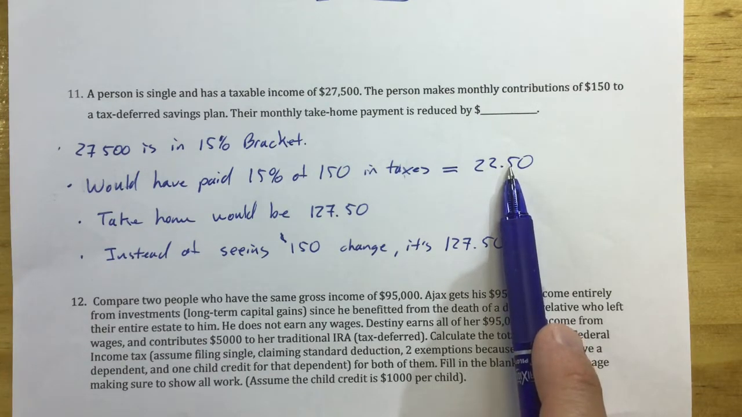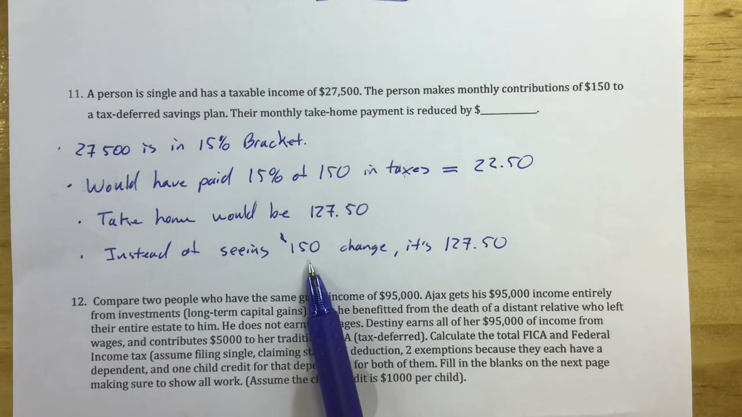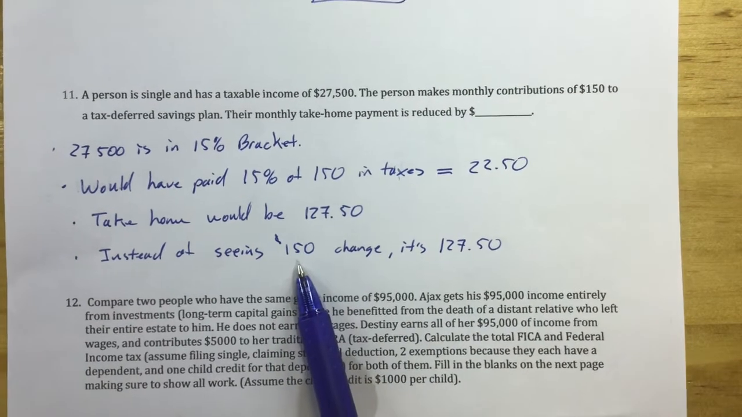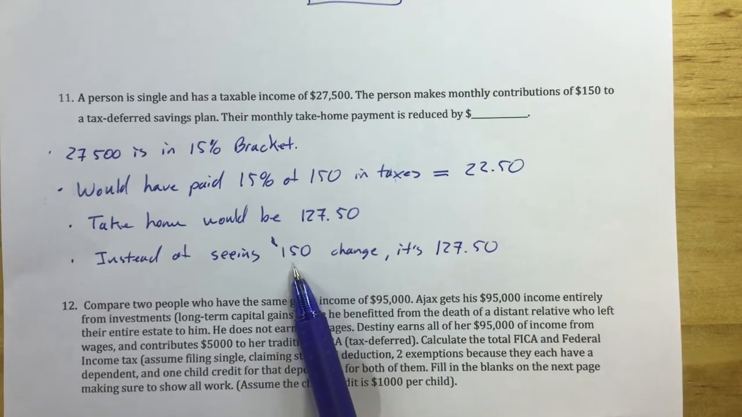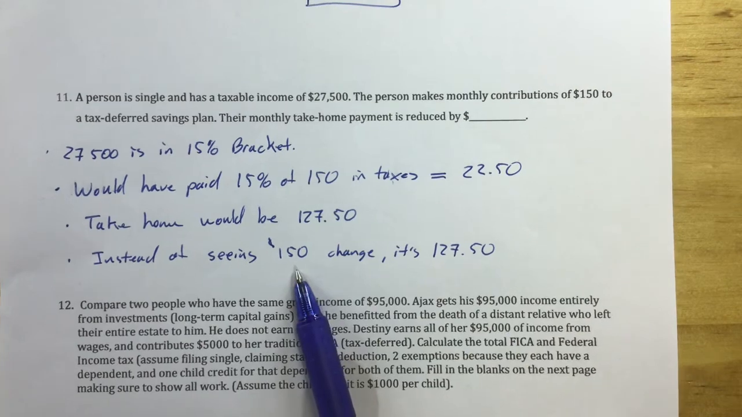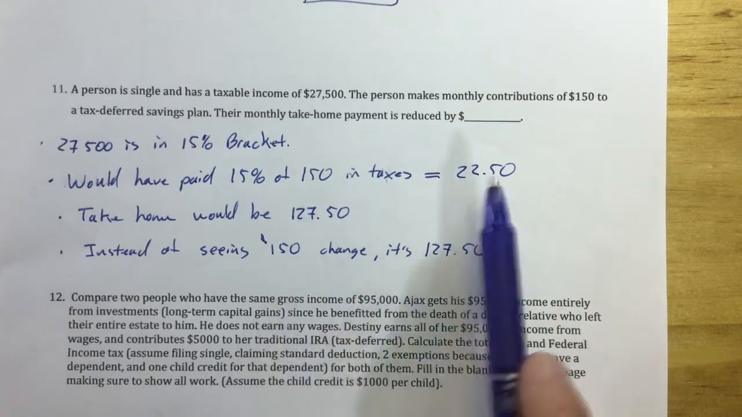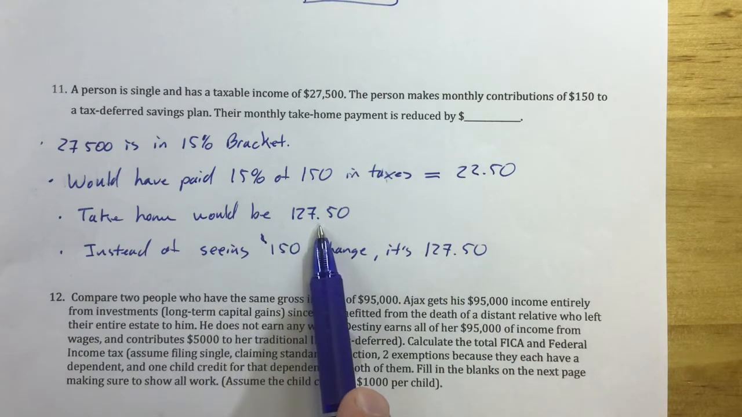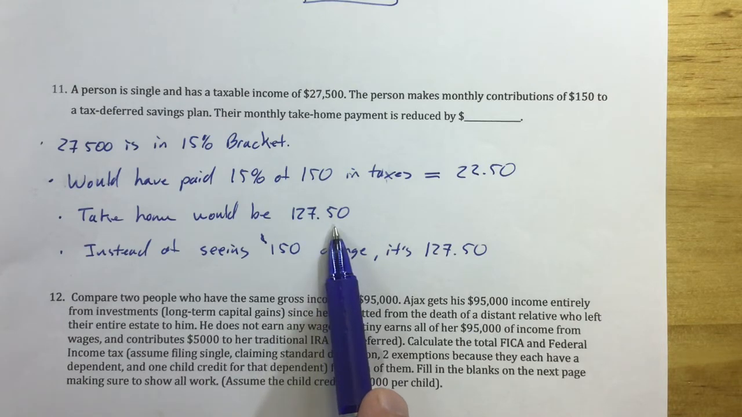So the way that we see a difference in your paycheck is not, we don't look at our paycheck and say, well, if I take out $150 and put it into savings, then my paycheck is going to be $150 less. Not really, because you were going to lose the $22.50 to taxes anyway. The way your paycheck is actually going to feel less is going to be $127.50.